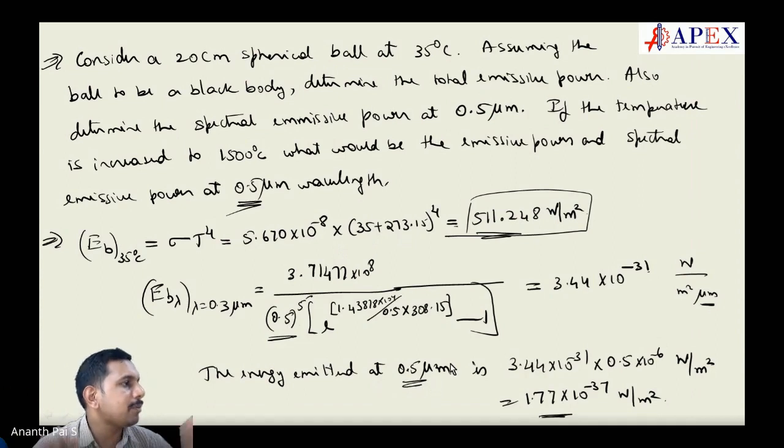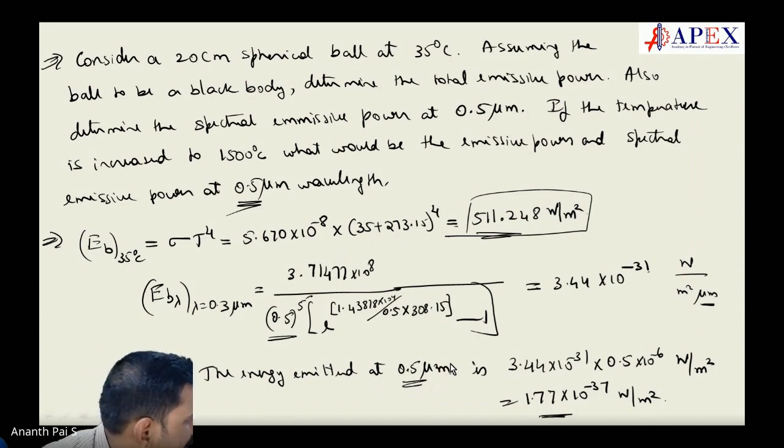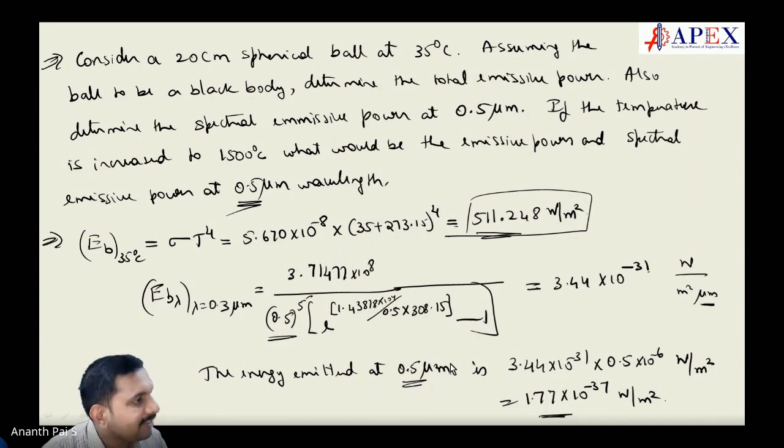See, there are a number of wavelengths coming out. One is 0.5 micrometer, 0.4 micrometer, 0.3 micrometer. Everybody is carrying energy. So electromagnetic radiation is like who is coming, who is carrying the most, and how much is he carrying? So much energy is going off. Only this much energy, out of how much energy is coming? 511.248 watt per meter square. At this wavelength, only this much is coming.